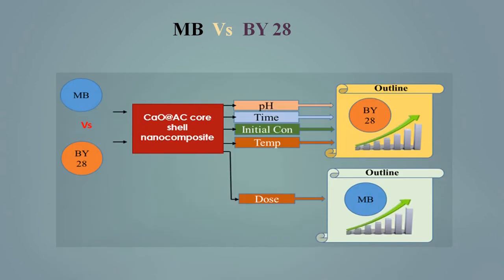Also, we can say that for methylene blue and BY on the prepared nanocomposite, the removal efficiency increases with increasing pH, time, initial concentration and temperature, especially for BY. For methylene blue, only with temperature did we find it decreasing with increasing temperature.